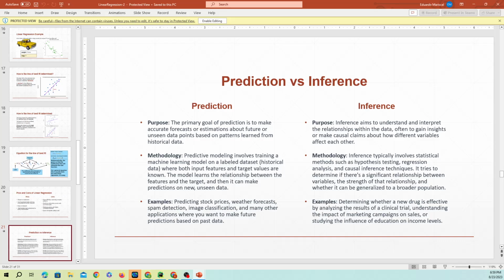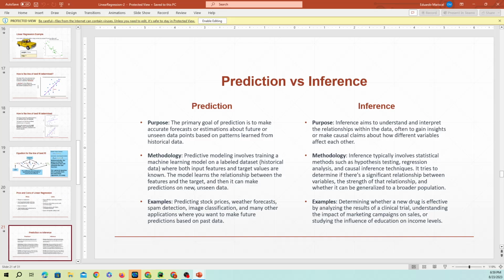in the future. Methodology: predictive models involve training a machine learning model on a labeled data set, historical data where both input features and target values are known. Like I said before, since we're doing supervised learning, your input features and your target values are going to be known. The model learns the relationship between the features and the target, and then it can make a prediction on new unseen data. Examples: predicting stock prices, weather forecasts, spam detection, image classification, and many other applications where you want the prediction to be based on past data. This is not just talking about linear regression, but we can be talking about any model.